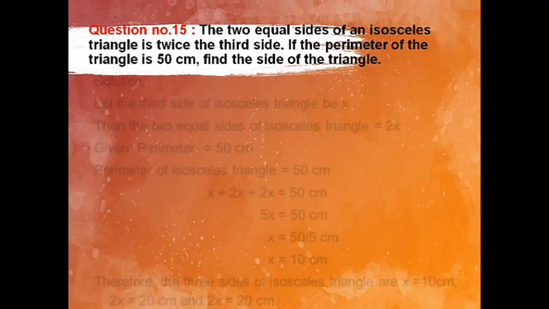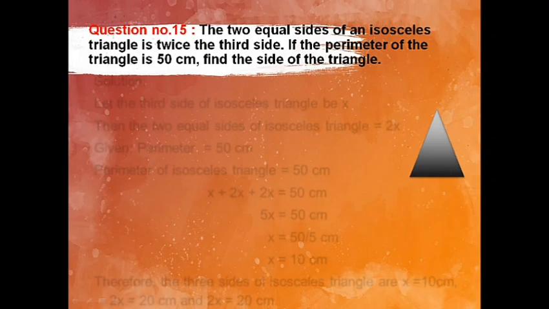So here it is given in the question that the two equal sides of an isosceles triangle are twice the third side. We know that there are three sides in an isosceles triangle. In those three sides, two equal sides are there, and the third one is unequal to those two. So here it is an isosceles triangle in which these two sides are equal to each other, and this is not. The two equal sides of an isosceles triangle are twice the third side.